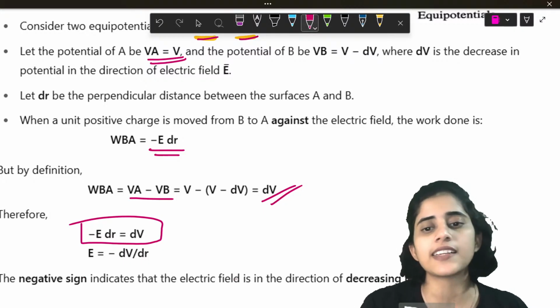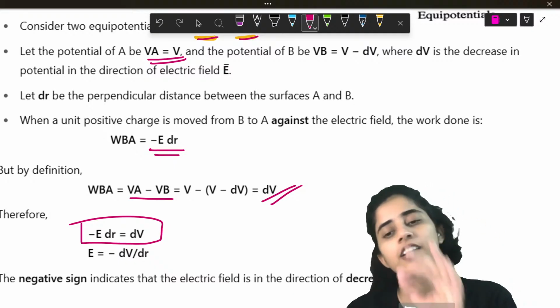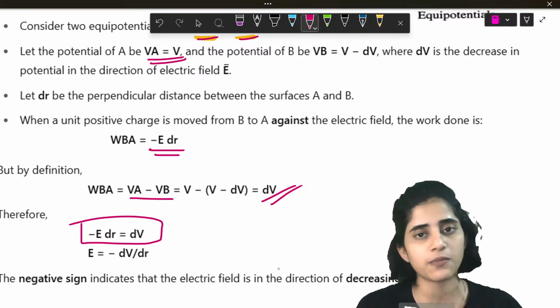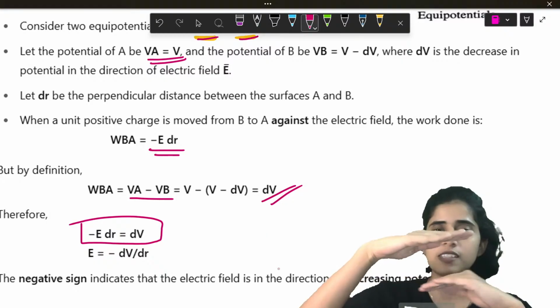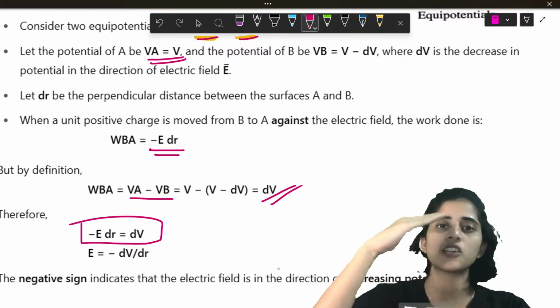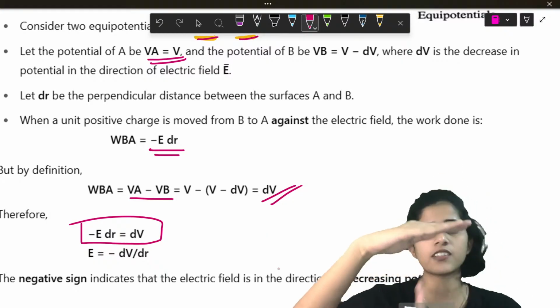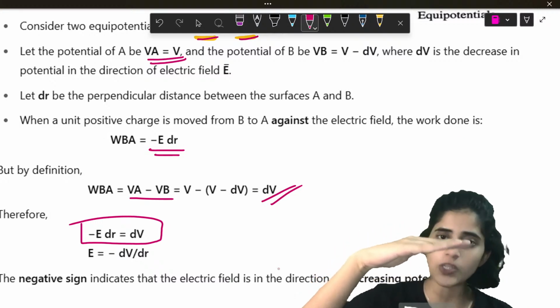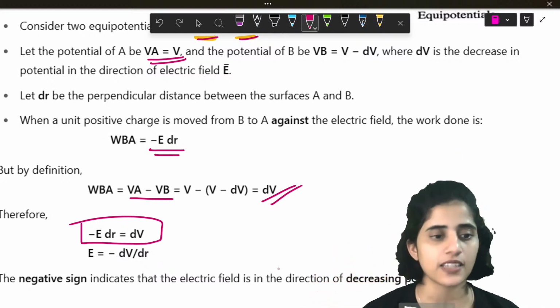The negative sign indicates that the electric field is in the direction of decreasing potential. What does that mean? I have two surfaces, A and B. A has a higher potential, B has a lower potential. Electric field is in this direction. So it's in the direction in which the potential is decreasing.